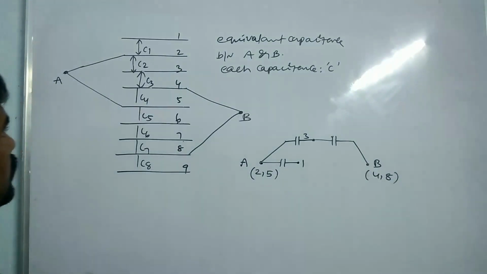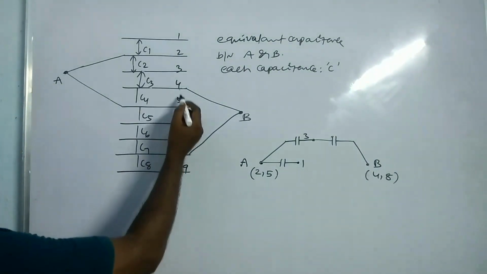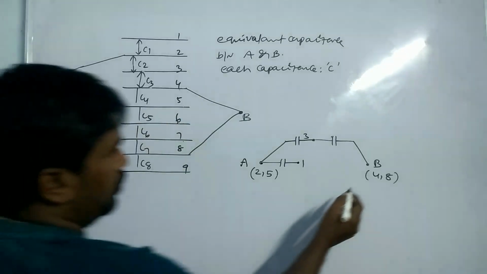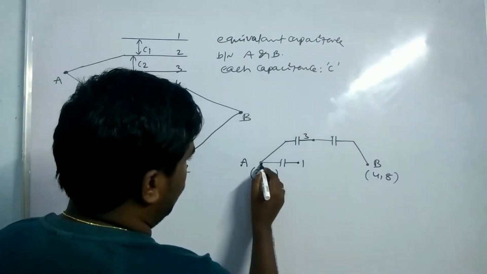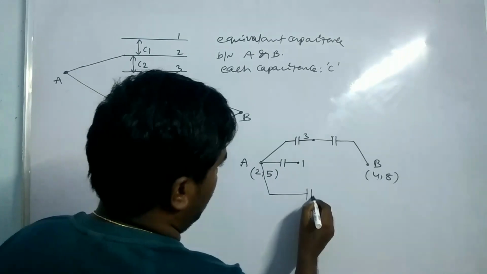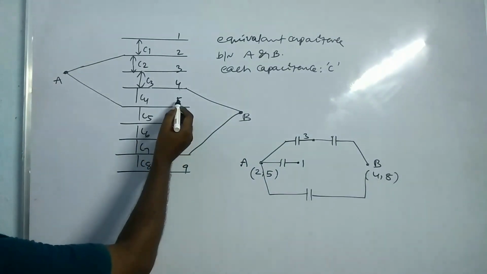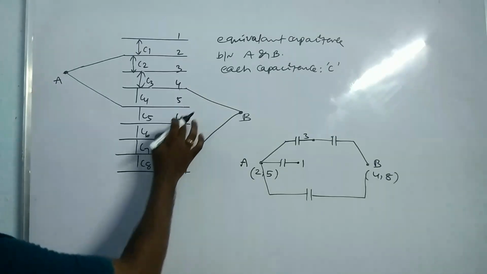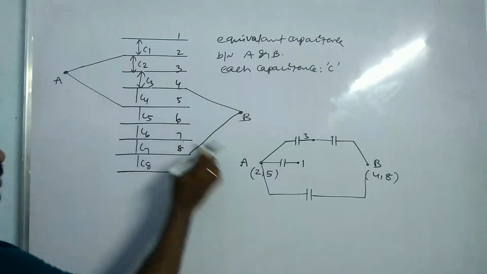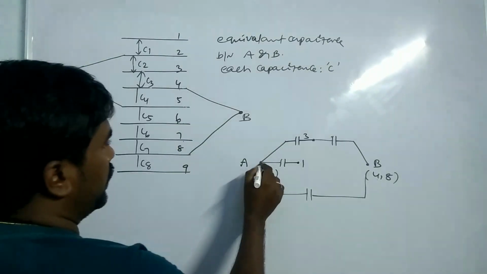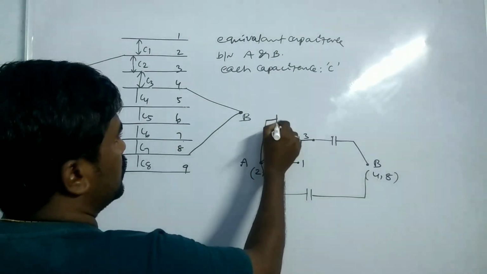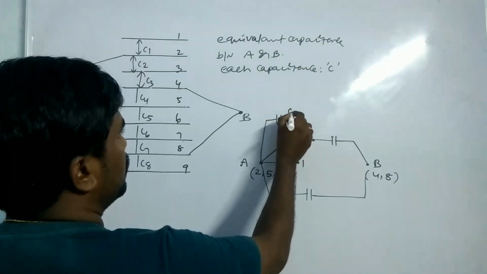Okay, and now 4 and 5. Between 4 and 5 there is a capacitor C4. This is 4 and this is 5, so this is a capacitor. And between the fifth plate and sixth plate there is a capacitor. This is the fifth plate, there is no sixth plate, hence this is the sixth plate.